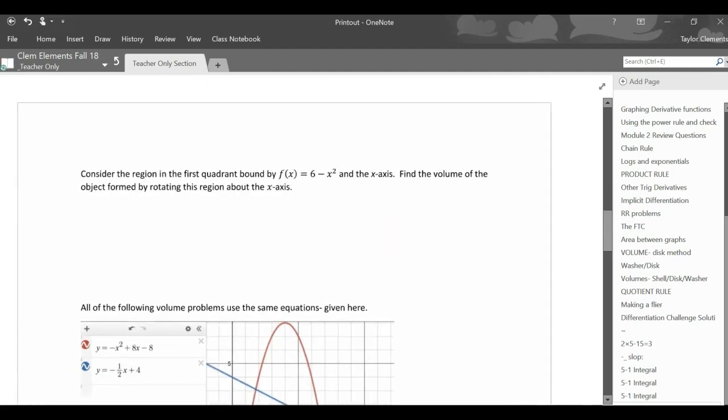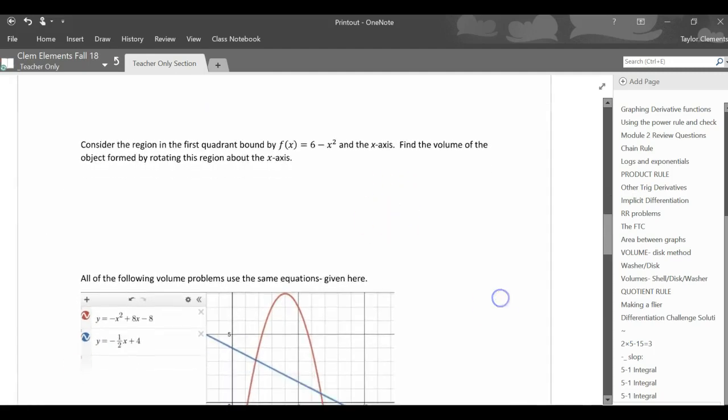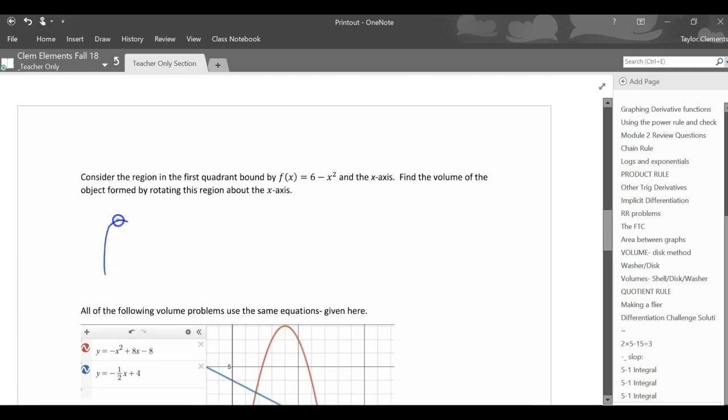Okay, now we're on to the volume problems. So I'm going to graph this. It's going to be some negative parabola in the x-axis. Okay, that's kind of nice. So let's graph that, see what it looks like.